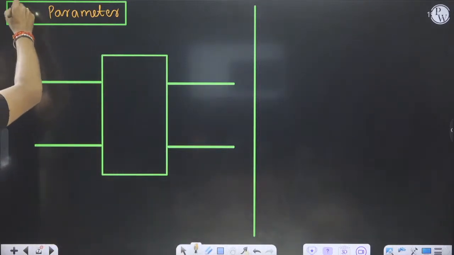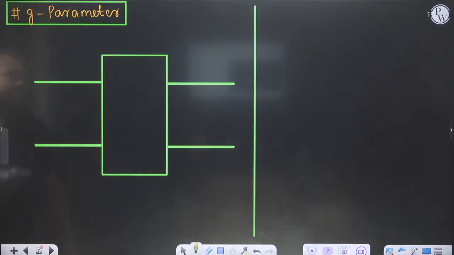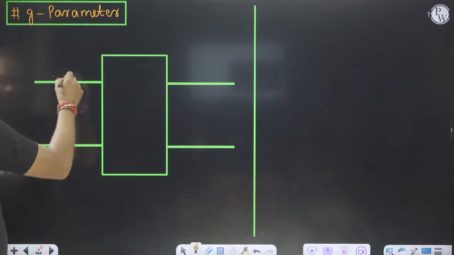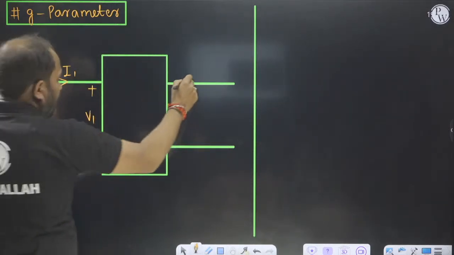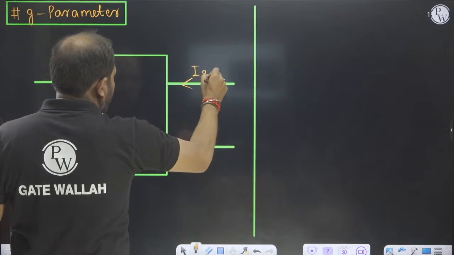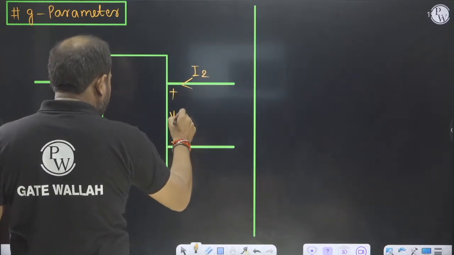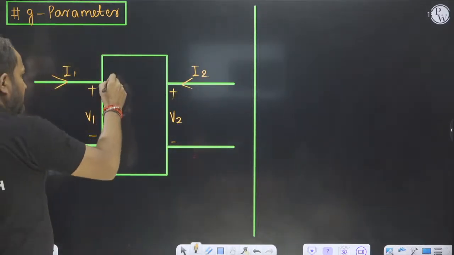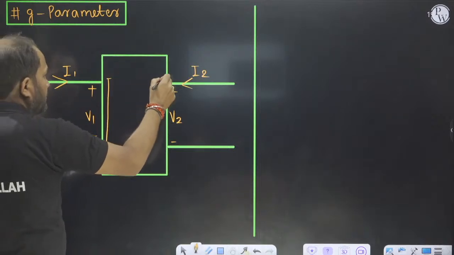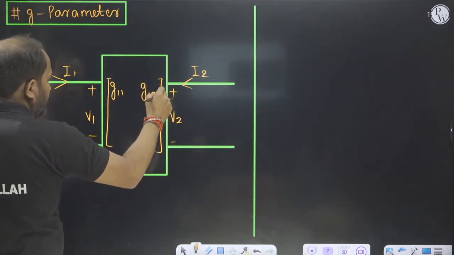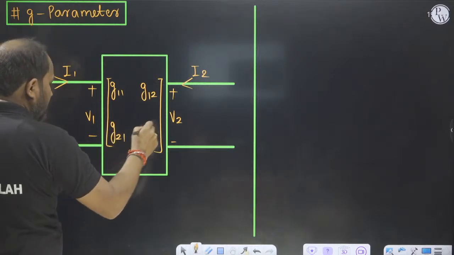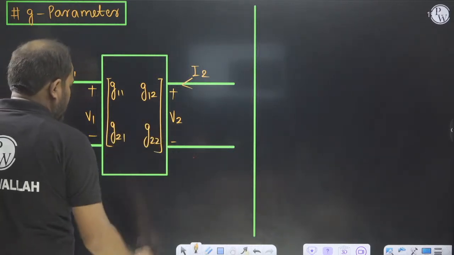Inverse of H is the G parameter. Current is I1, voltage is V1, current is I2, and voltage is V2. Then we have the G parameters: G11, G12, G21 and G22.